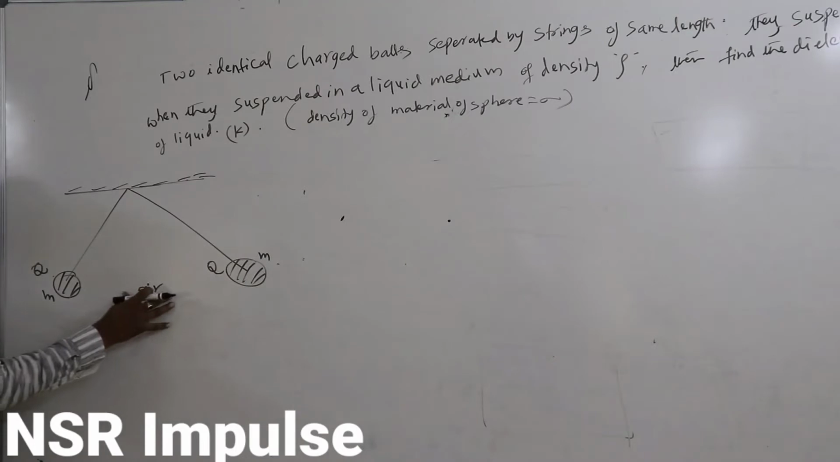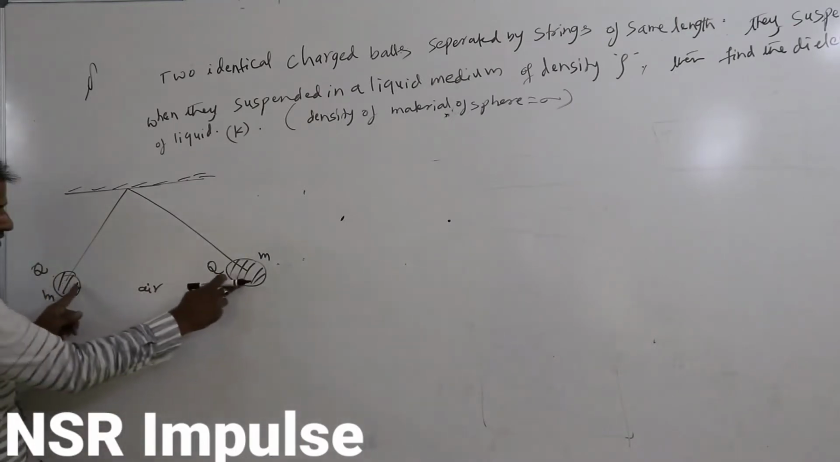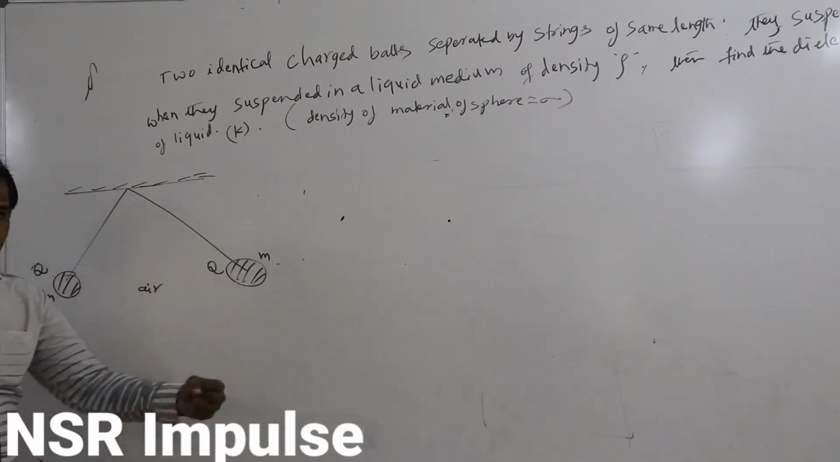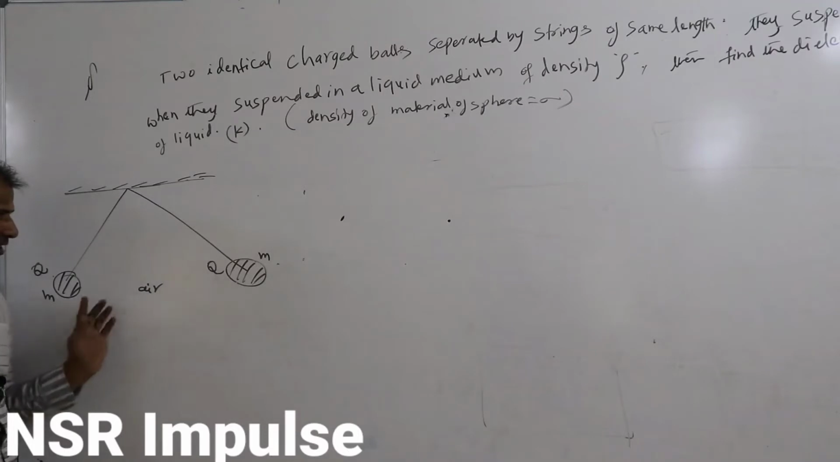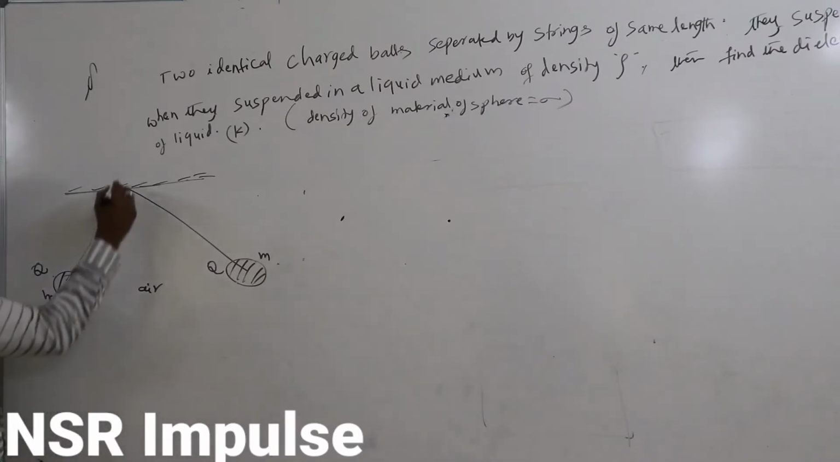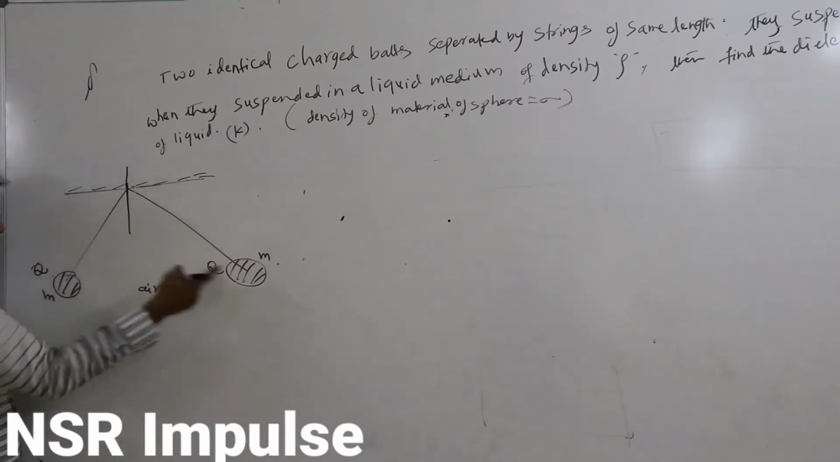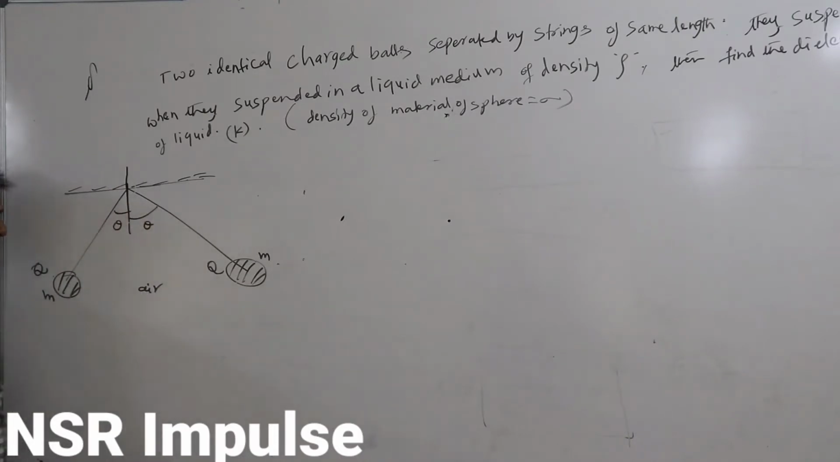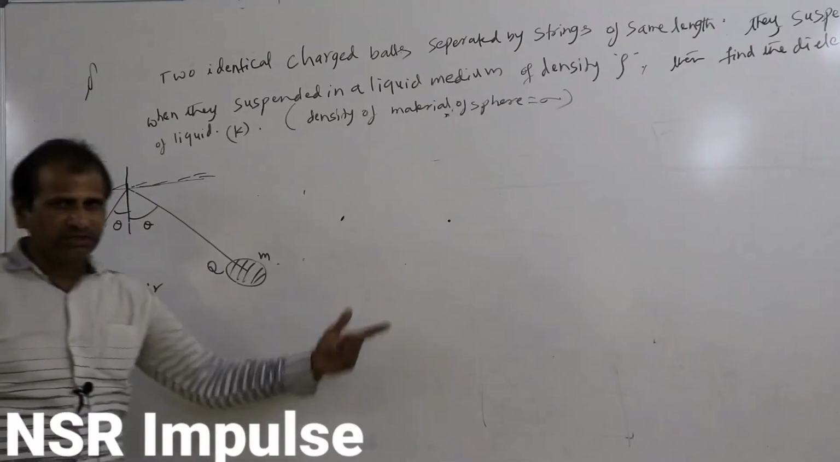Then both are suspended in air. Both have the same charge. If both have the same charge, what happens? They will be repelled away. As they are repelled away and remain in equilibrium, they make an angle. The masses are the same, that's why theta will be the same. Earlier we derived that condition.